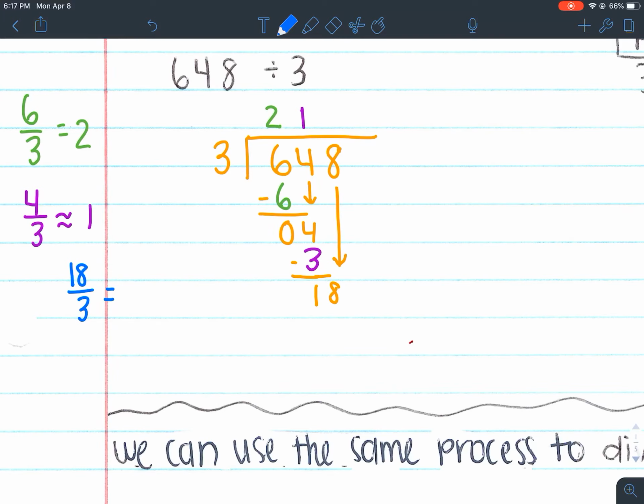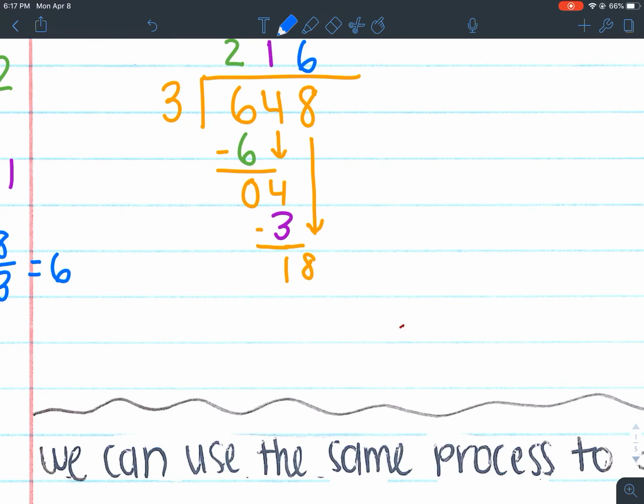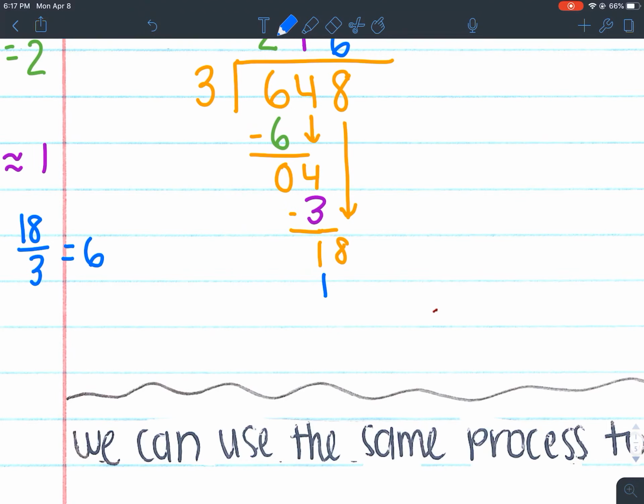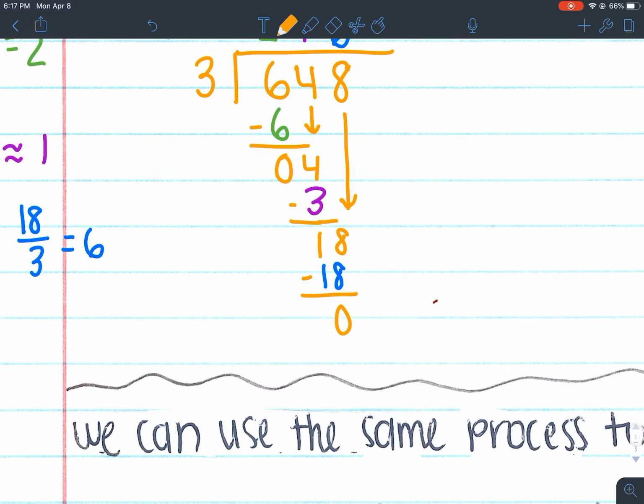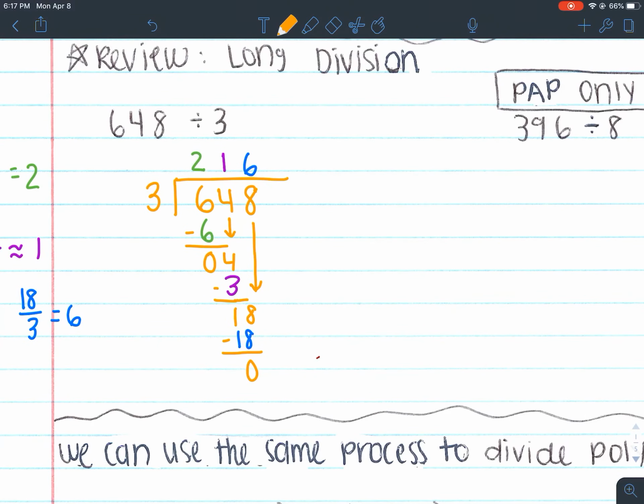18 divided by 3 is 6, right? It goes in 6 times at most, or perfectly actually, and the 6 goes up there. 3 times 6 is 18. And then you subtract again, and you get 0. So we have no remainders here, so our quotient is 216. Oh, that's an ugly box right there.